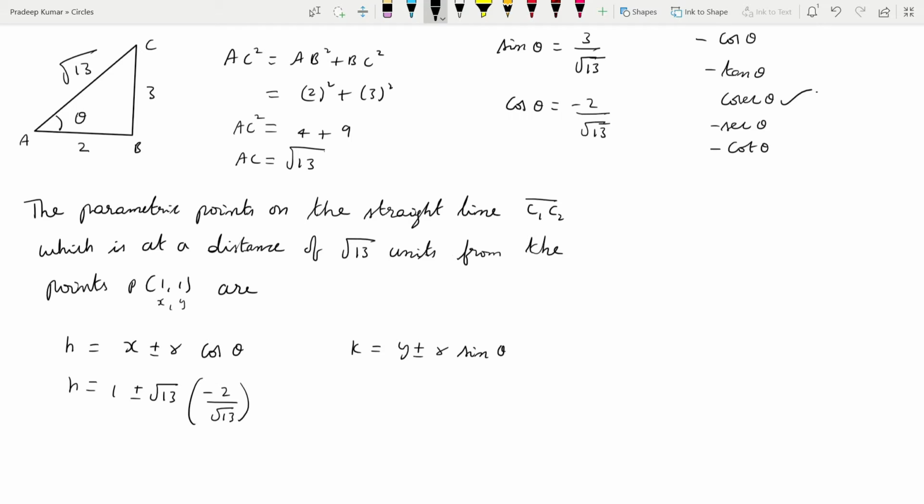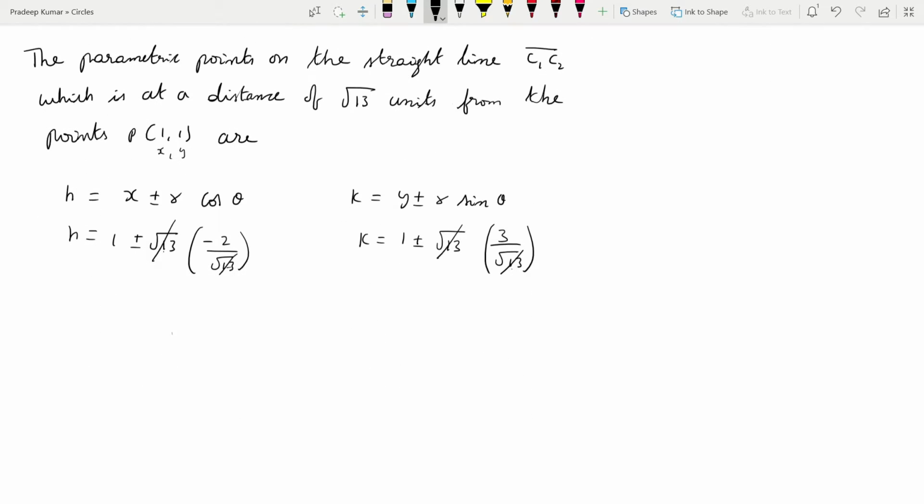This is cos theta. Whereas here also I'll just substitute the k value, whereas the y is 1 plus or minus root 13, and sine theta we got as 3 by root 13. So I can write 3 by root 13. So let's cancel this root 13 and root 13, and this root 13, root 13, and now we'll just write the remaining elements, that is h equal to 1 plus or minus, and this is minus 2. So here we'll be getting k as 1 plus or minus, this is only 3.